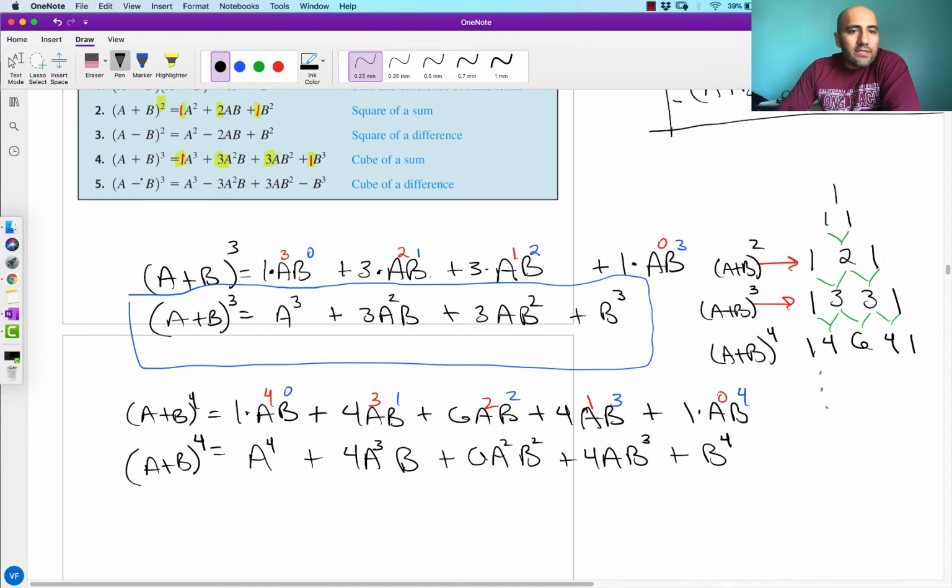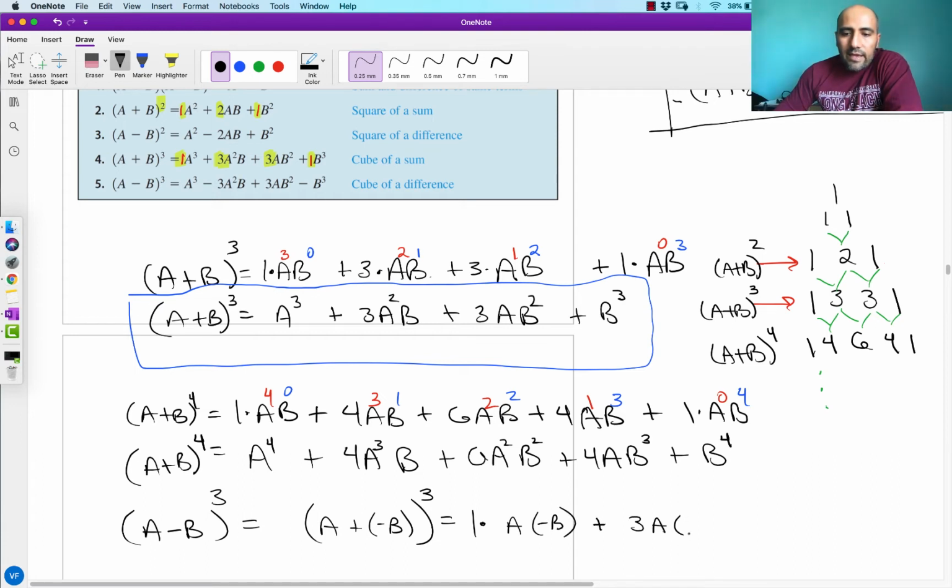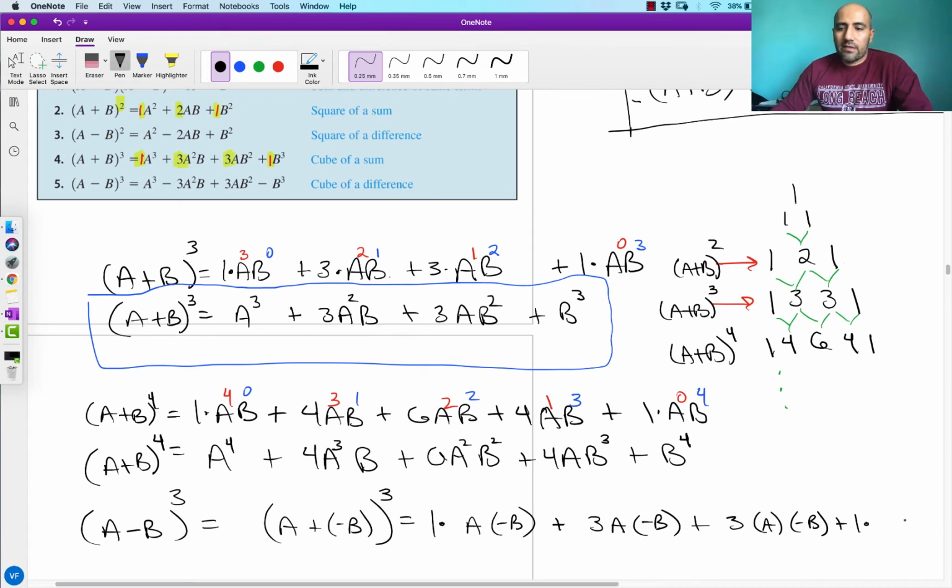But what if we have a negative like this one? What do we do then? All you have to do is use our magical powers of converting this from a subtraction to an addition of a negative, and then apply the same rule, and just keep track of that minus. So for example, a minus b cubed is going to be a plus negative b cubed. And then we follow the same pattern as before. It's going to be 1 times a times negative b, plus 3 times a times negative b, plus 3 times a times negative b, plus 1 times a times negative b.